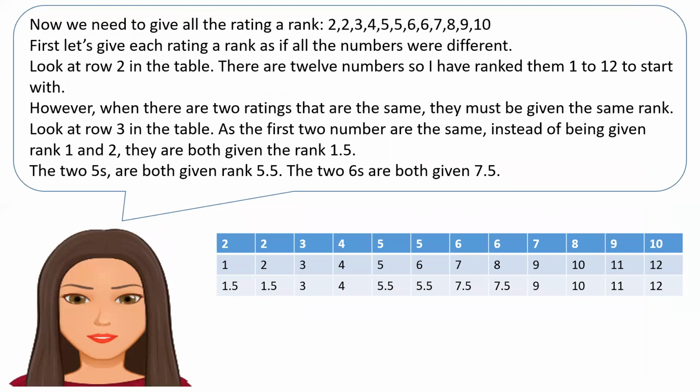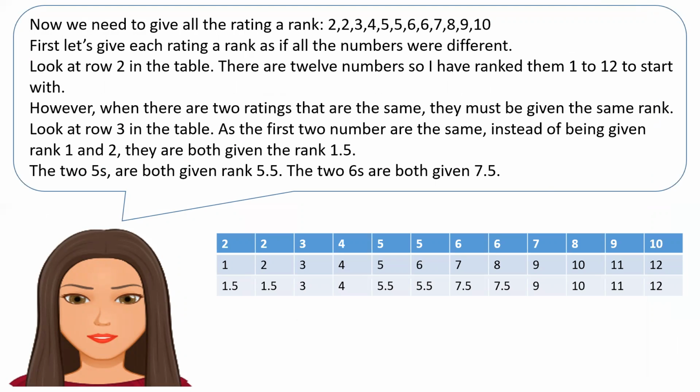Now we need to give all the ratings a rank. First, let's give each rating a rank as if all the numbers were different. Look at row 2 in the table. There are 12 numbers, so I've ranked them 1 to 12 to start with. However, when there are two ratings that are the same, they must be given the same rank.